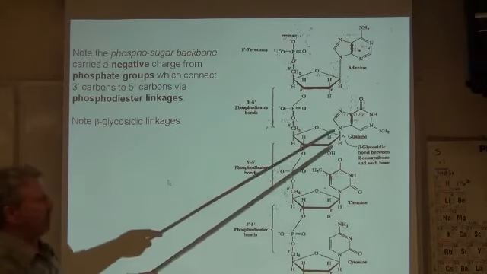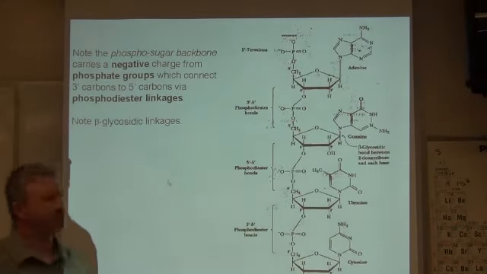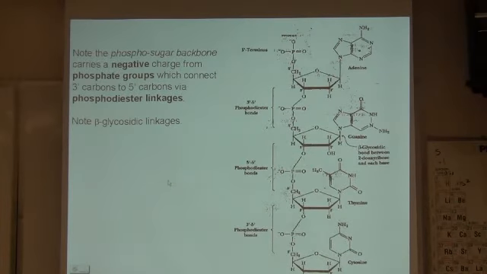Everybody see that? Again, note the glycosidic bond linkages here. Beta. Does everybody see that? 5', 3'.